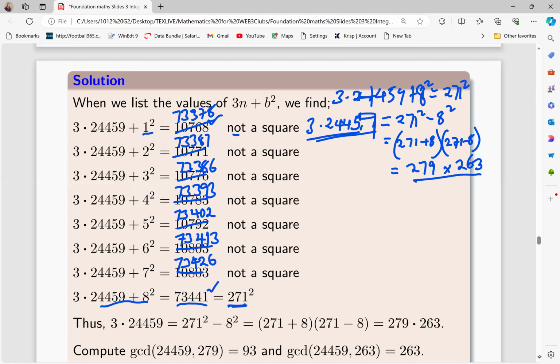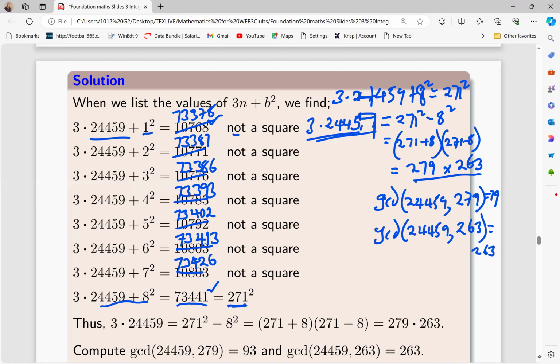So to get the roots, no, to get the factors, we have to get the GCD of the number we're looking for, which was 24,459, combined with the 279, and also find the GCD of the same number combined with the 263. The first GCD is 79, and this other GCD is 263. So in other words, we factored this number.